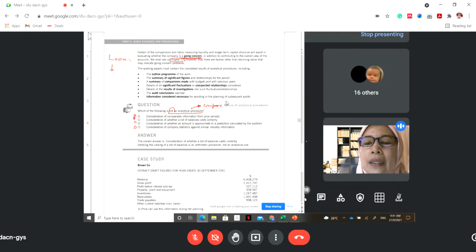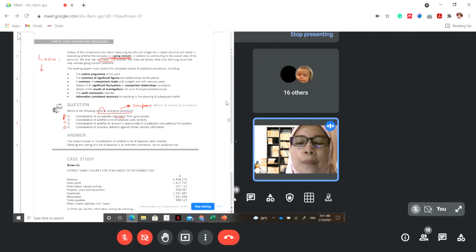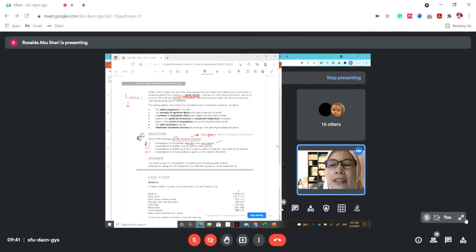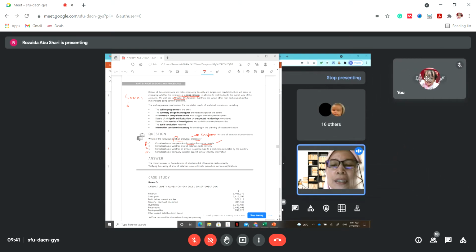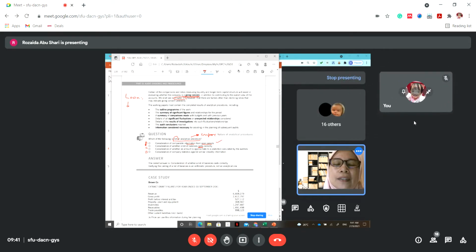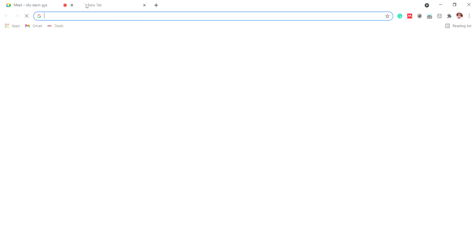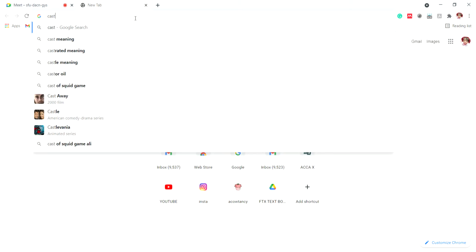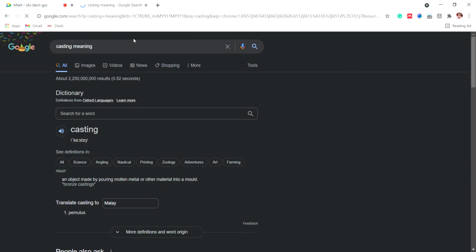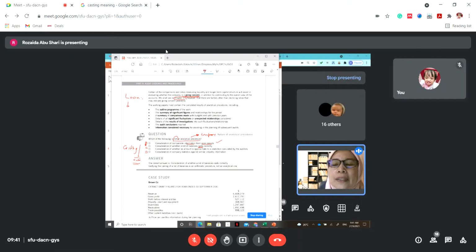Look at A: consideration of comparable information from prior period. So yes, that is compare. Second, consideration of whether a list of trial balance is cast correctly. What is cast? Do you remember casting? Casting the total. Cast means add up, from top to bottom, checking whether it is correct. If there are 20 balances here, casting is totalling up all of these. Is this figure correct? So that is cast.